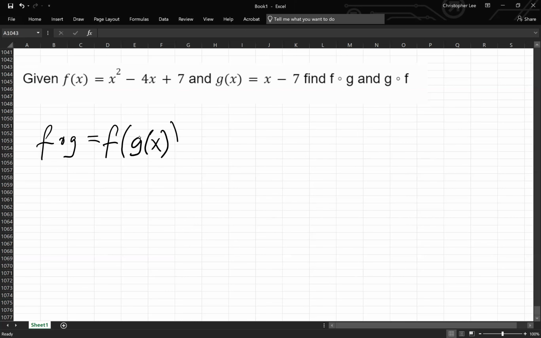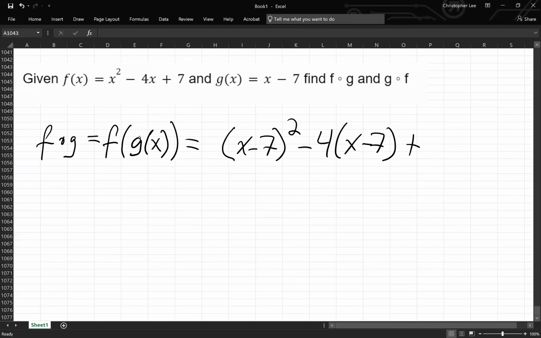That's exactly what it means, right? So take it, plug it in. So this is going to become what? x minus 7 squared minus 4 times x minus 7 plus 7, all right? Expand, combine like terms, all that good stuff. So this is what? x squared minus, what's that? 14x plus 49, something like that.